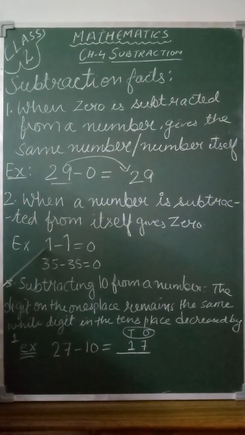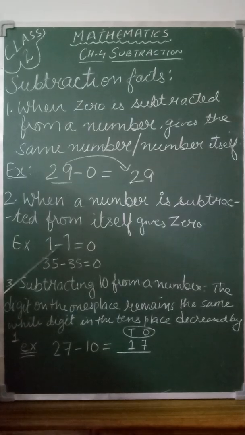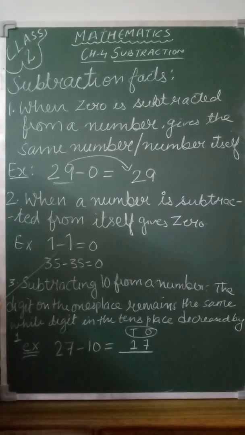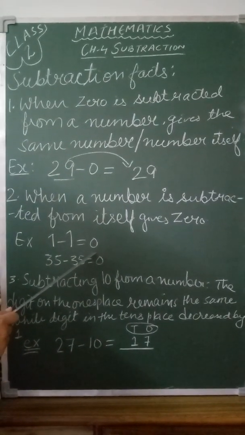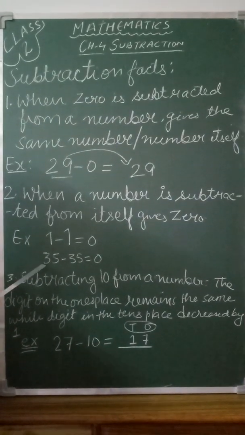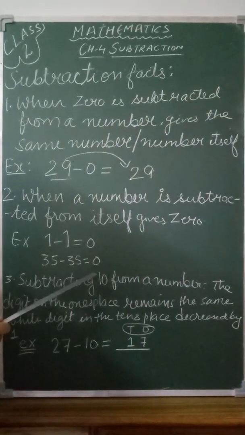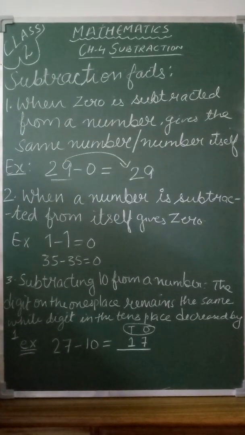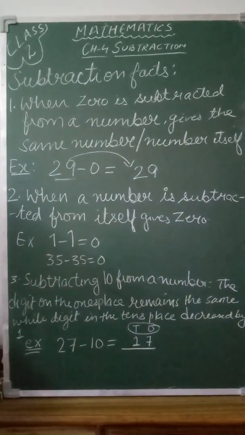Let's take one example for this. 1 minus 1, when the same number is subtracted from itself, the answer is always 0, whether it is a small number or a big number. Here 35 minus 35, so 0. So this is the second fact. Let's come to the third one.